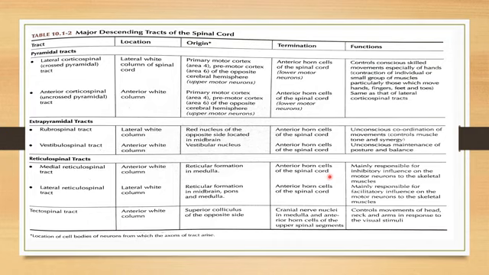Before going into the applied aspects, let us have a brief summary of the major descending tracts of the spinal cord. In today's morning class, we are seeing only the corticospinal tract, that is the lateral and anterior corticospinal tract. These are located in the lateral column and anterior column of the spinal cord, their origin, termination and functions. The extrapyramidal tracts we will see in the afternoon class.